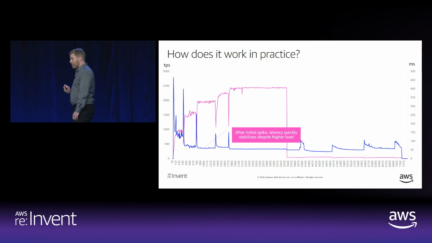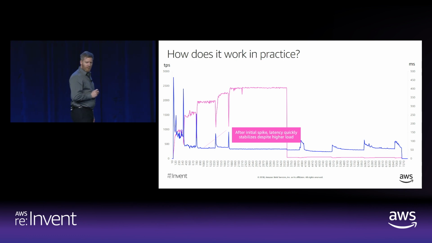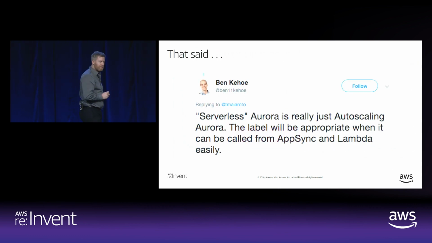Now, we built all this. We made it generally available in August, and we've been really excited by the response so far. But one thing that our customers have said to us is that Aurora Serverless is really just auto-scaling for databases. And that is actually true.